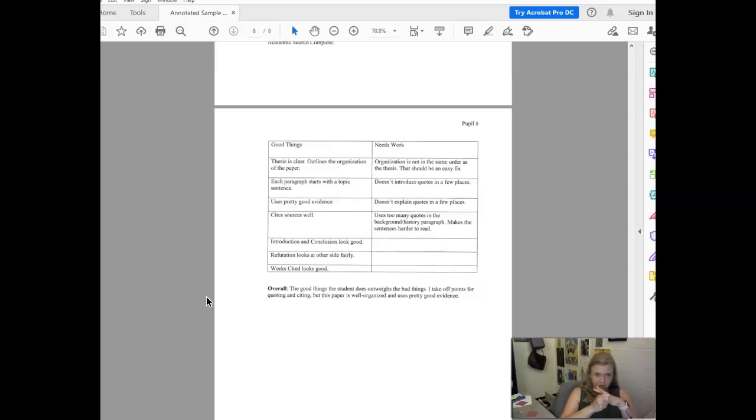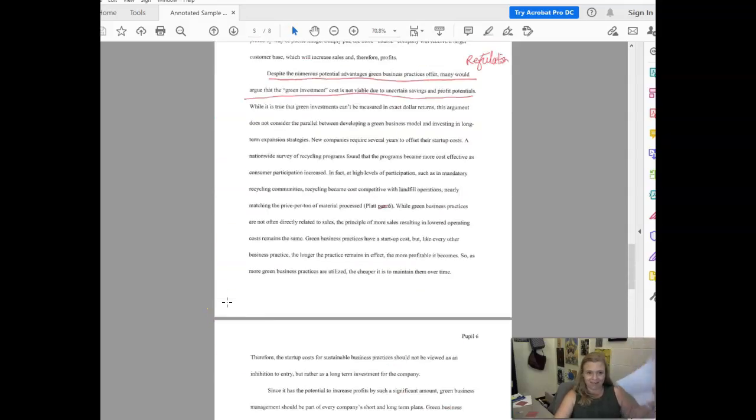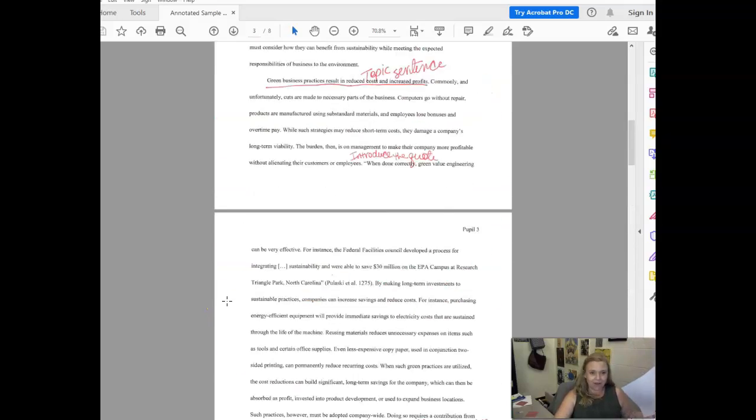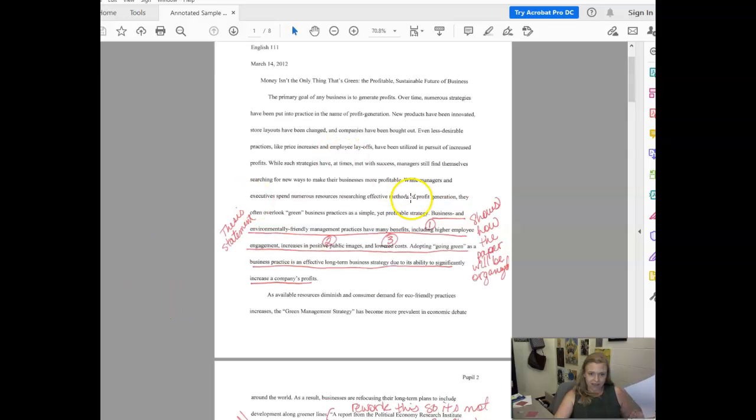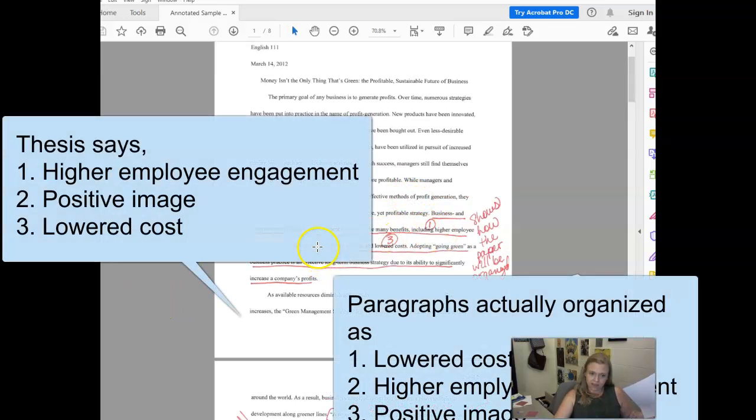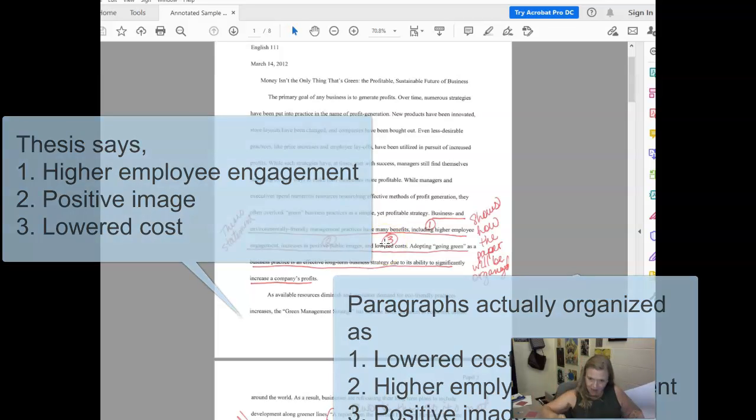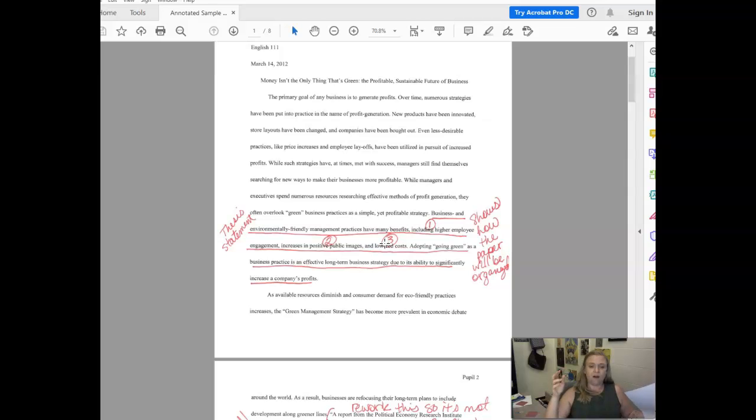So then we go to my needs work. Organization. Now, the only problem is it's not in the same order. So whenever I look at, I'll go back. I've actually got this paper that I did in my hand, but whenever I go back, they say higher employee engagement, positive public image, and lowered cost. So if you put it in this order in this sentence, put it in that order in your paragraph, or in your paper, because otherwise it's kind of confusing.